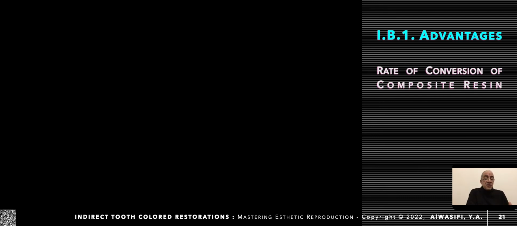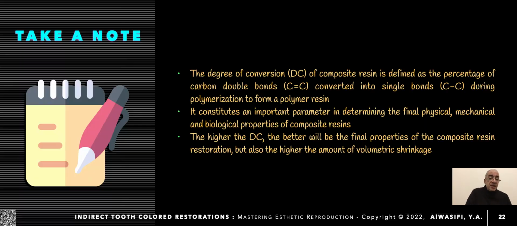What is the difference? The difference is flexibility, modulus of elasticity, and strength. This is affected by how much you are cross-linking your material. It is exactly the same for composite.